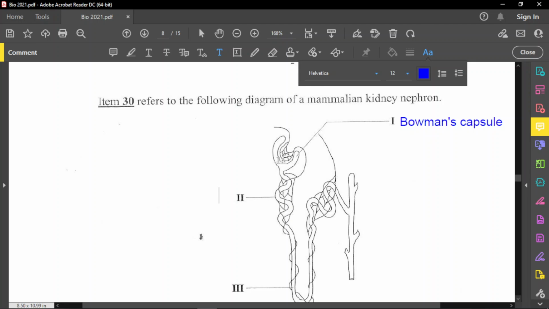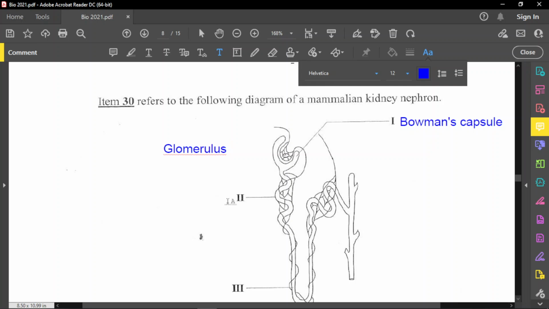Right here, in the Bowman's capsule, what you have is the glomerulus. It's a network of capillaries called the glomerulus. I'm going to just write that name for you real quick. So this will be the glomerulus right here. All right. So the glomerulus is a network of capillaries within the Bowman's capsule.